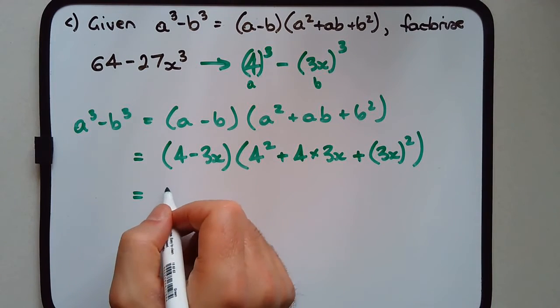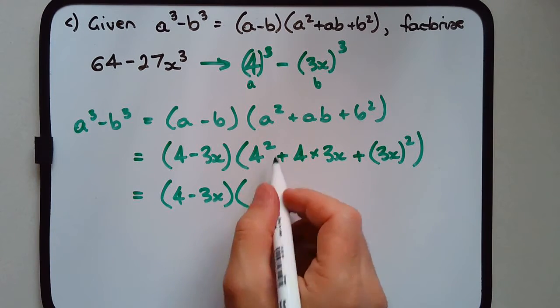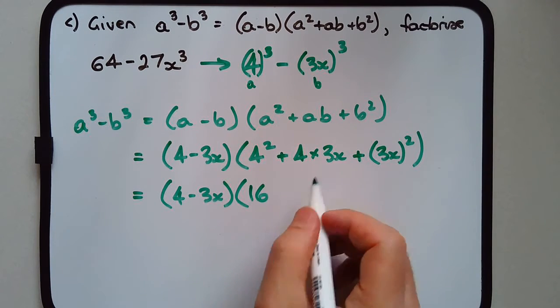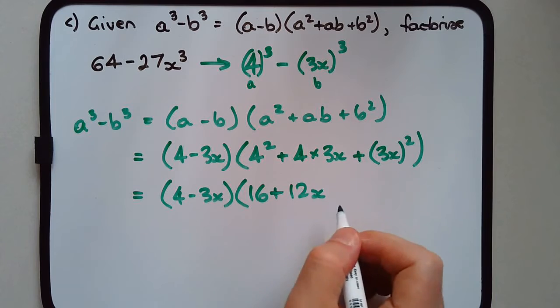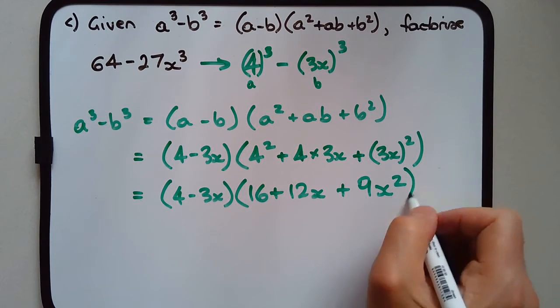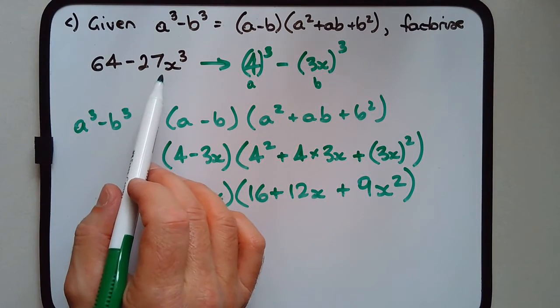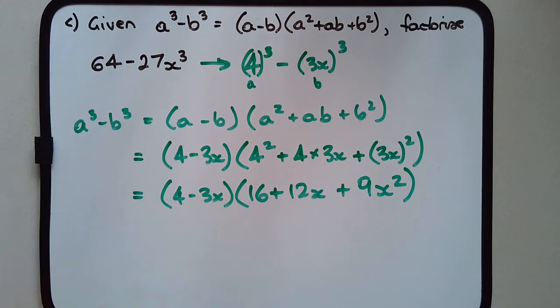Okay, let's expand that. So 4 minus 3x. Now 4 squared is 16. 4 times 3x is 12x. And 3x all squared is 9x squared. So this is the factorized version of the difference of these two cubic numbers, 64 minus 27x to the power of 3.